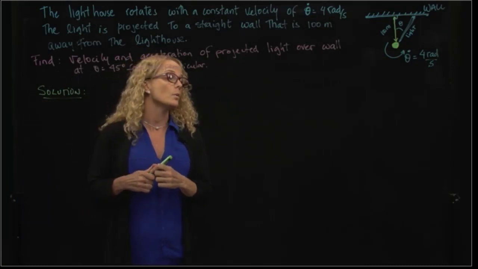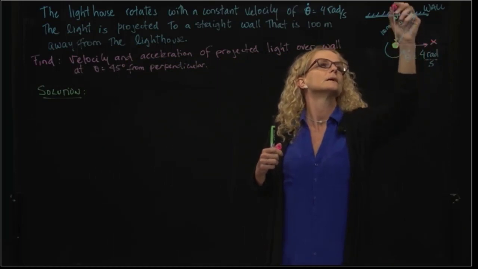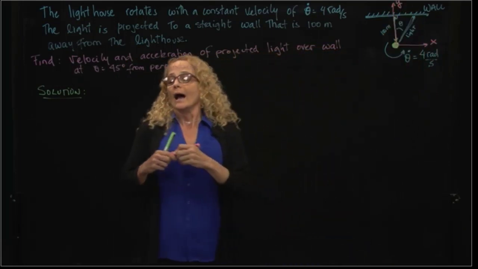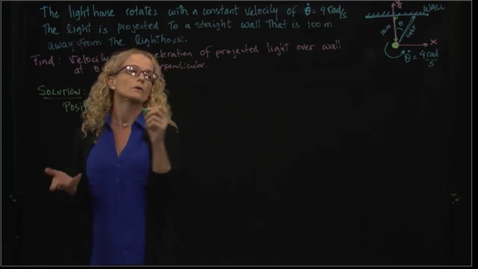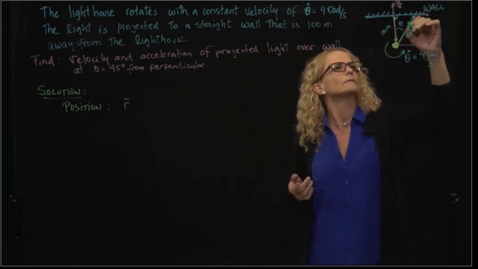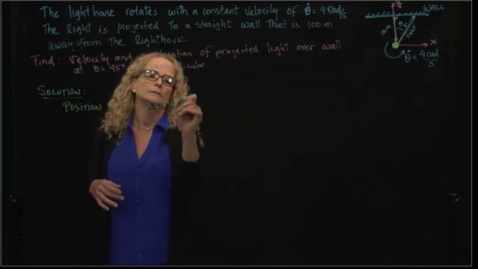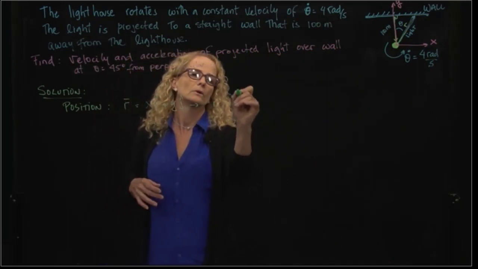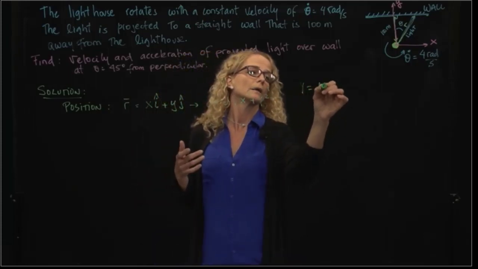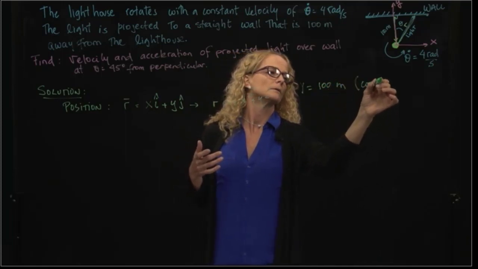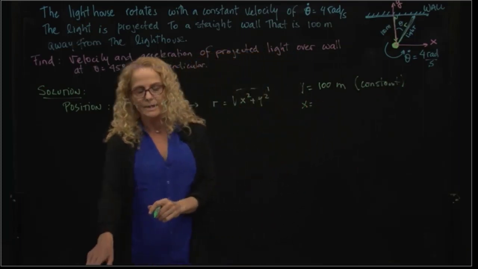First of all, you have to put a coordinate system. So we do our coordinate system right here, x and y. And we know that our position, we can call the vector of position, will be xi plus yj, or as a magnitude, the square root of x squared plus y squared. We know that y is 100 meters and is a constant. And x, what is our x?